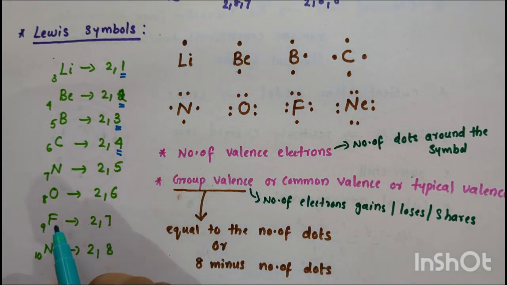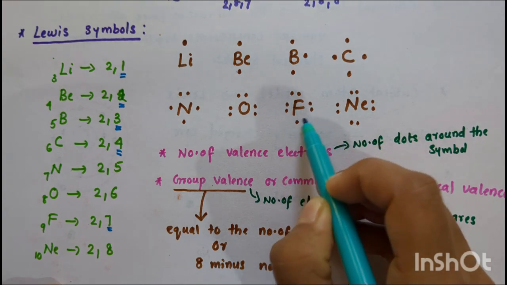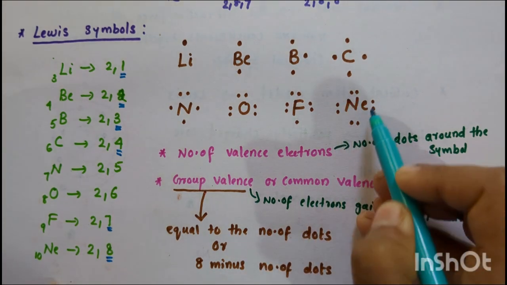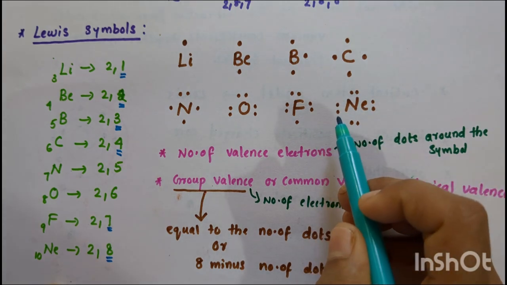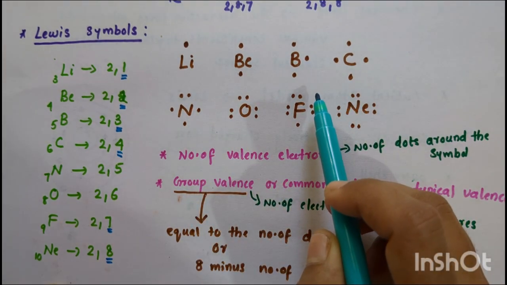Similarly, if you consider fluorine, atomic number 9, so electronic configuration 2, 7, 7 electrons are there in the outer shell. So you see 2, 4, 6, 7, 7 dots are there around F. Similarly, for neon, atomic number 10, electronic configuration 2, 8, so outermost electron number is 8, so 8 dots are there around Ne. So you see these are actually the Lewis symbols.